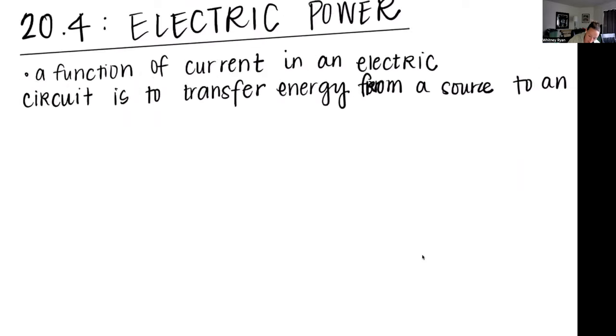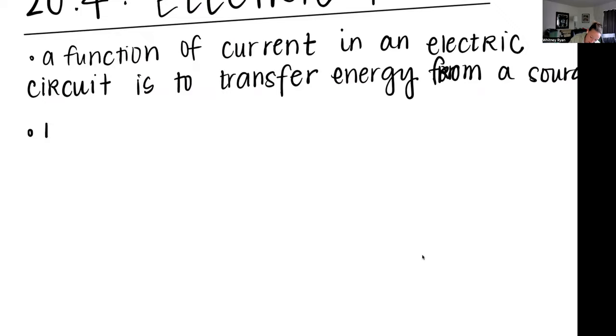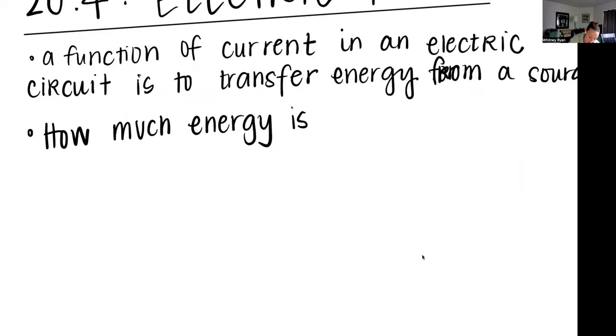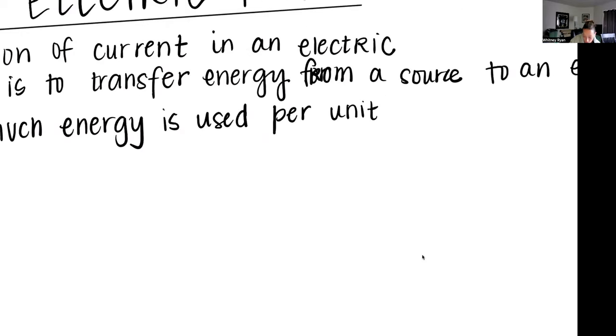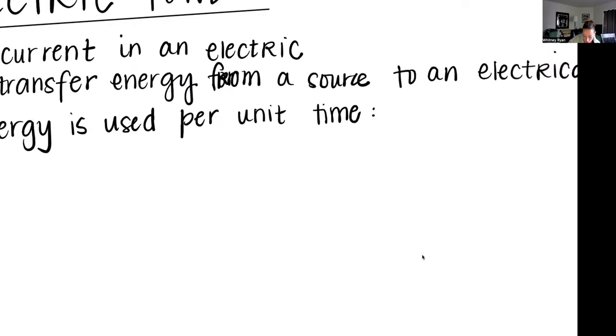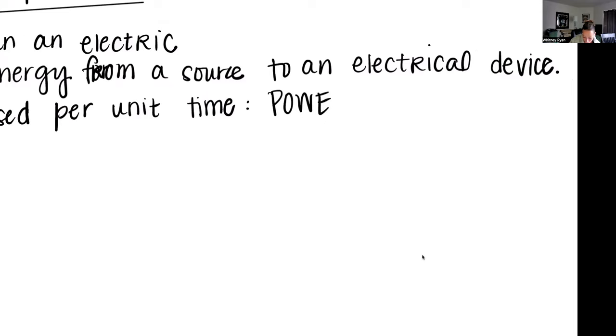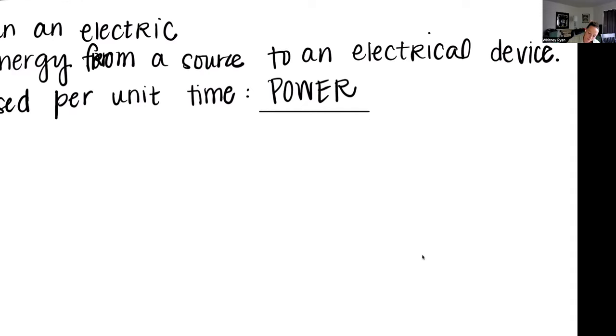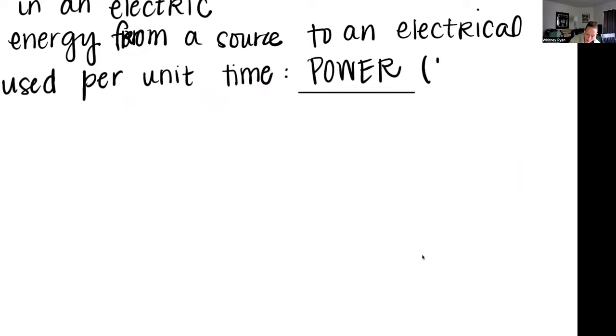All right, so how much? So a unit of this power, so a measurement of this power, comes from energy. So how much energy is used per unit time is the definition of power. Which we are going to give the variable big P. So power is how much energy. Sorry, that looks like a lowercase p.